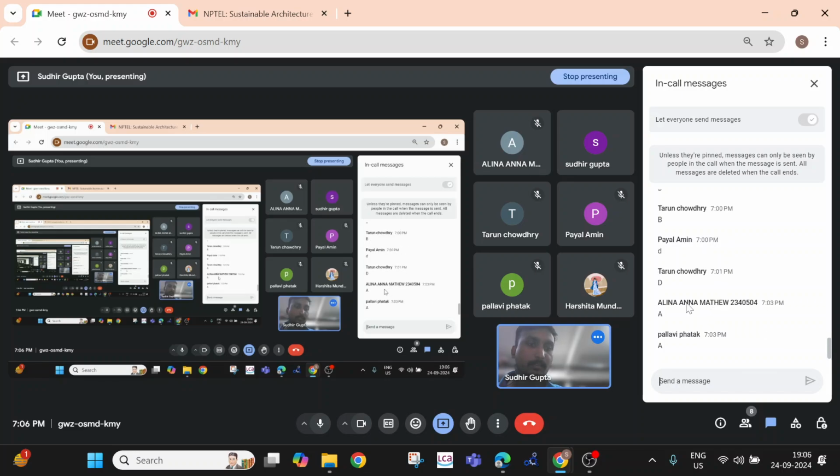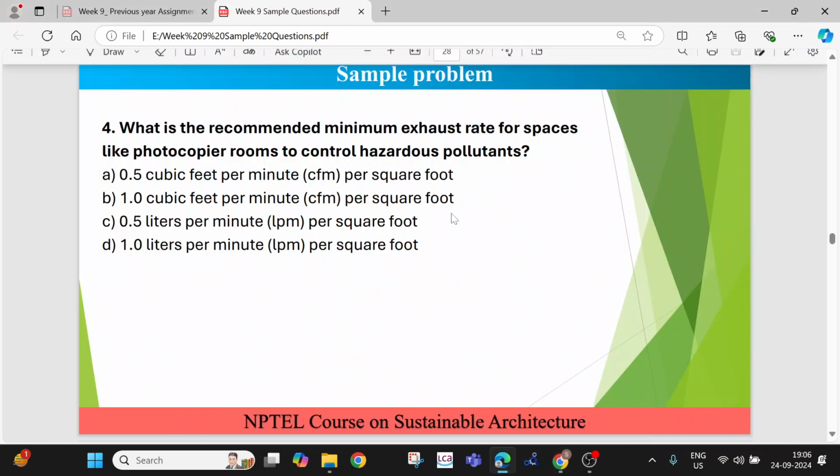D, A. Two persons are saying D, two are saying A. We will be discussing the final answer. Let others also answer and understand the question again.